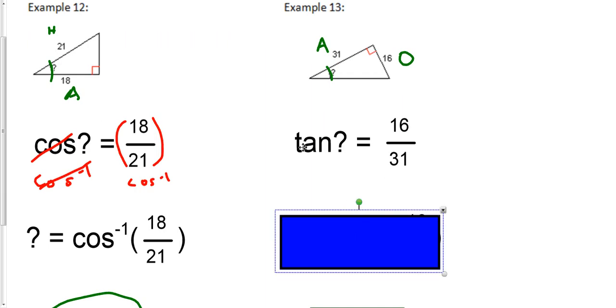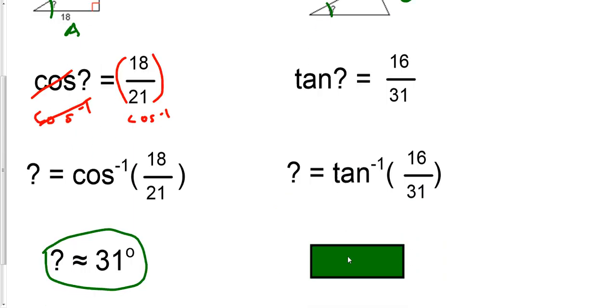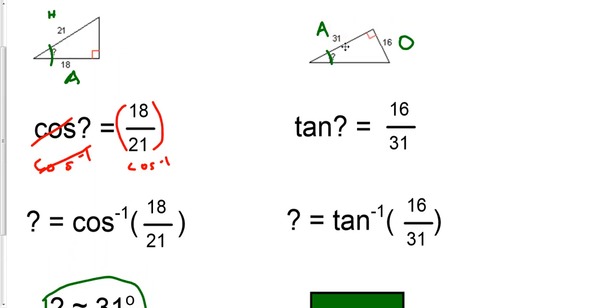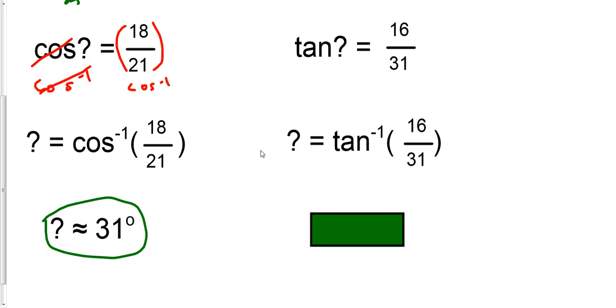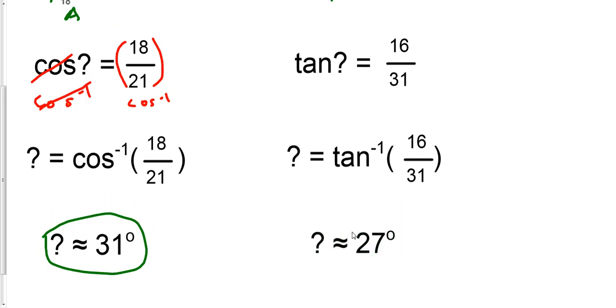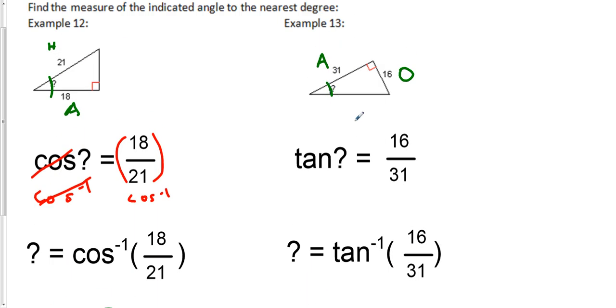How do we get rid of this tangent on this side? Well, we would do tangent inverse on both sides of the equation. So our unknown variable, how many degrees this angle is, is equal to tangent inverse of, in parentheses, 16/31. Make sure this is considered one big number. When you type that into your calculator, our unknown angle should come out to approximately 27 degrees, rounding to the nearest degree. So this is a 27-degree angle.